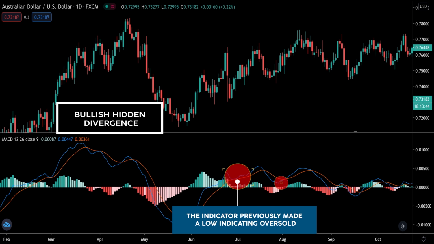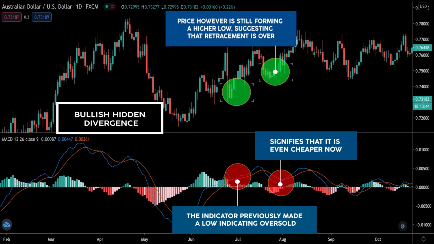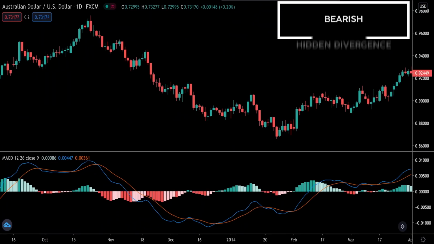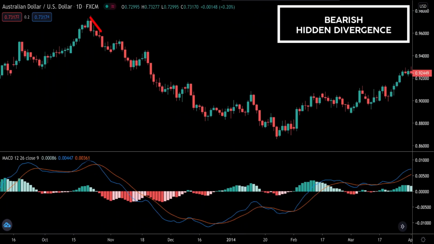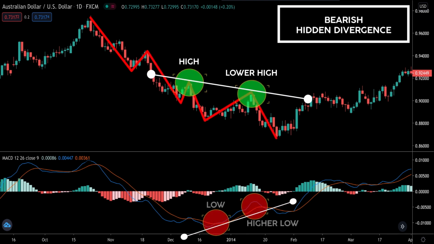When the indicator makes a lower low, this indicates that the price is even cheaper. Combined with a higher low in price, that is a sign that the retracement is over and the price is likely to resume its prevailing trend. The opposite is true for a bearish hidden divergence. You want to see price making a lower high and the indicator making a higher low instead.